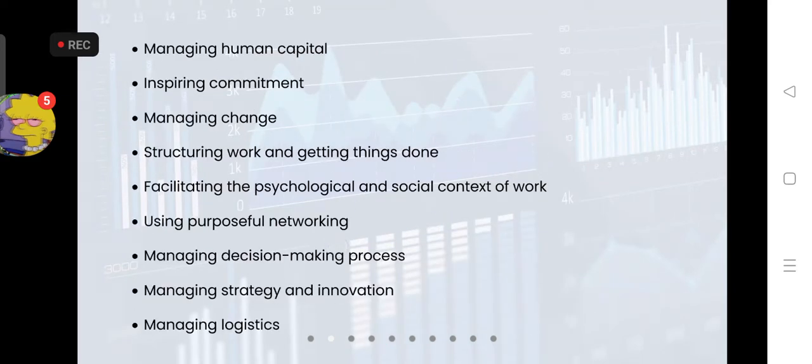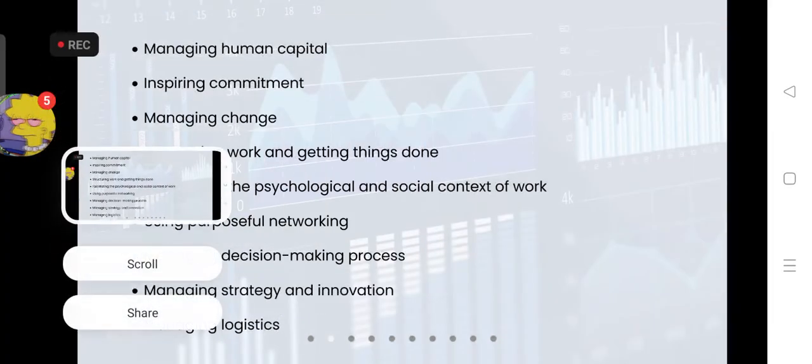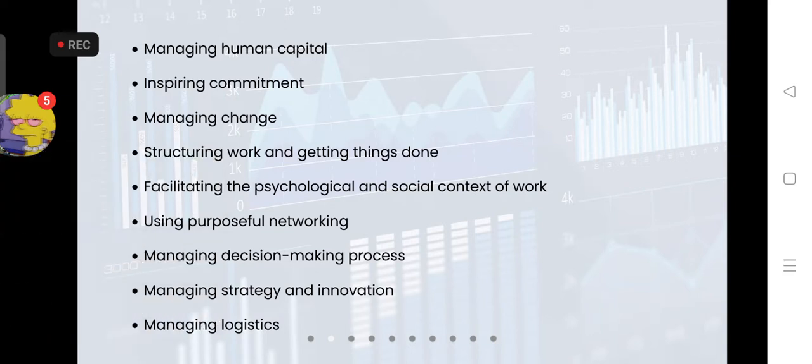So based on Dear Workforce, we're developing onboarding for new managers. What should be included? We can see the important managerial skills, and these include managing human capital, inspiring commitment, managing change, structuring work and getting things done, facilitating the psychological and social context of work, using purposeful networking, managing the decision-making process, managing strategy and innovation, and managing logistics. So next slide.